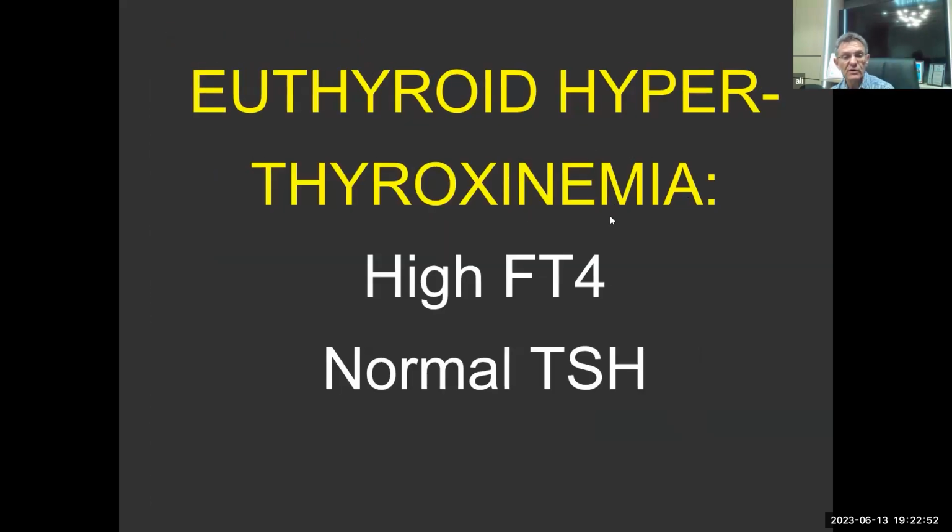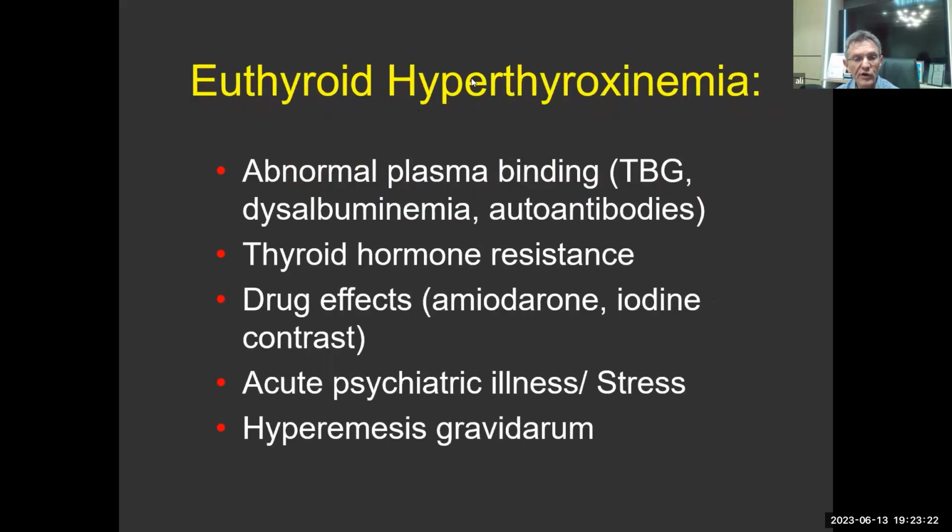Okay, so let's move on then to the next lot of conditions where the T4 is high, but the TSH is normal. So the previous case could have had a normal TSH, but in this condition, we call it euthyroid hyperthyroxemia. So the TSH is normal, so based on the TSH the patient is euthyroid, but the T4 is high, so we call that hyperthyroxemia. And so what are the causes of a high T4 in the presence of a normal TSH?